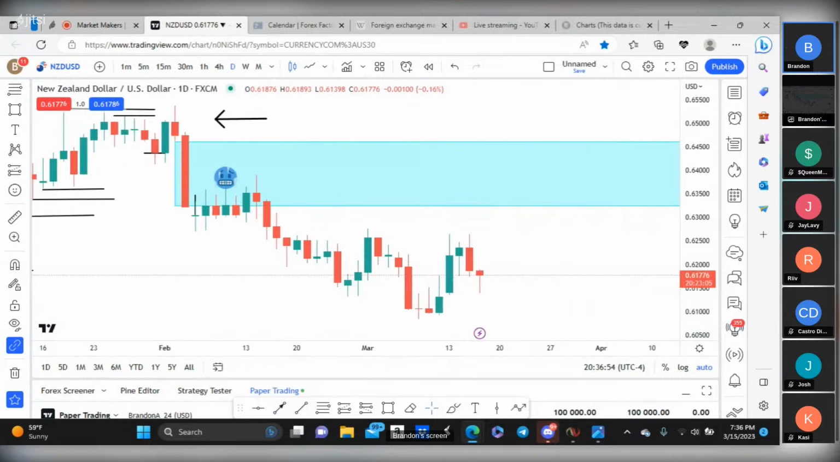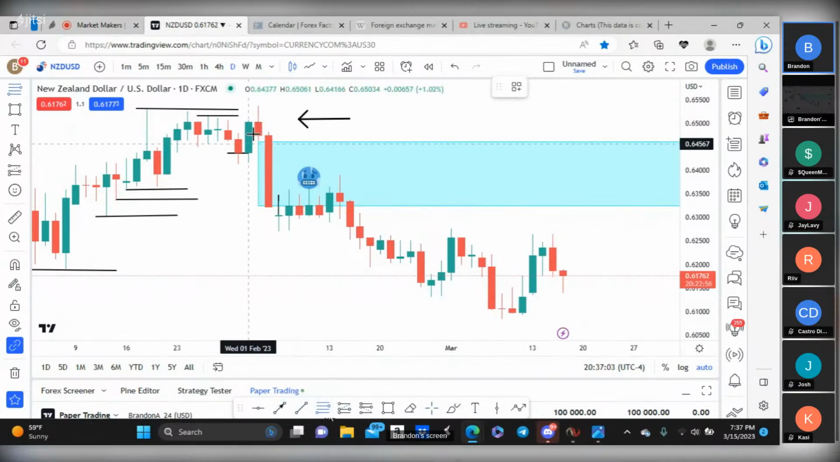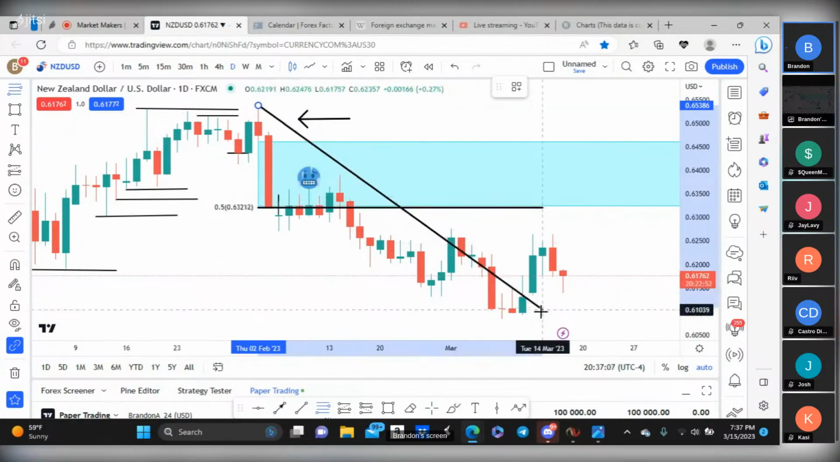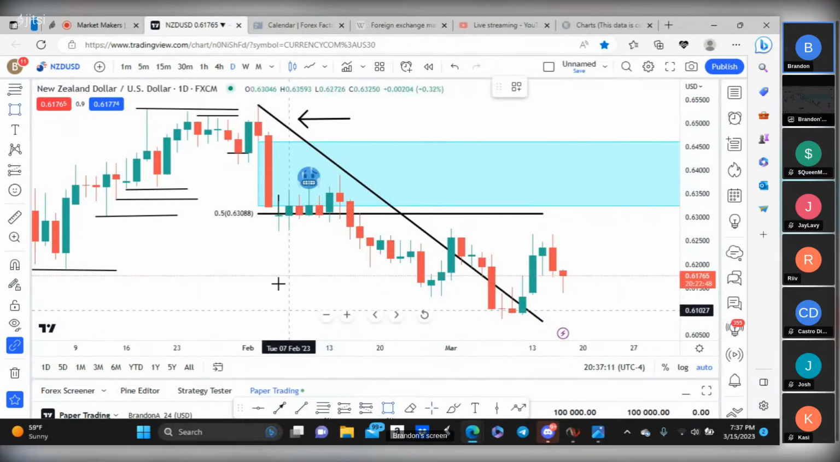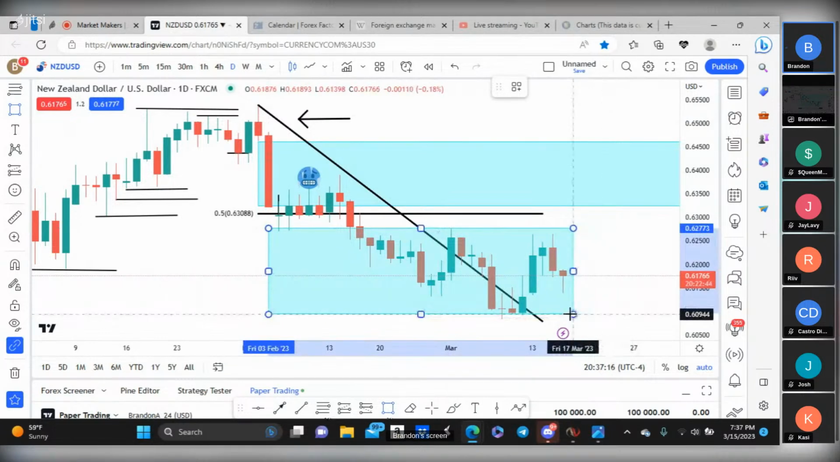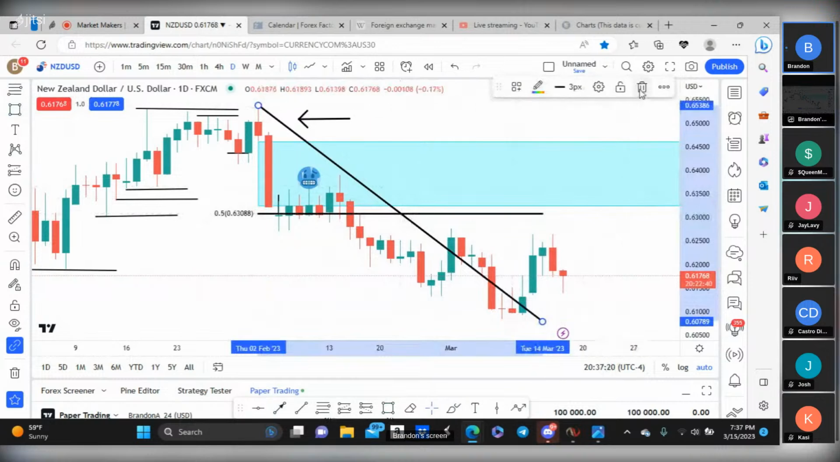So on the daily, you see where we came from up here. We dropped all the way down to a what? Let me show you this. If I was to draw a field from this high, where do we come from? Where did we stop? We stopped way down here. Remember how I was talking about that 50%? Anything below 50% is considered a discount market. So when we say discount, that means we're looking for a buy setup on a smaller time frame.